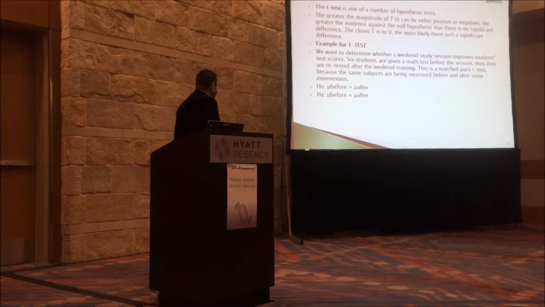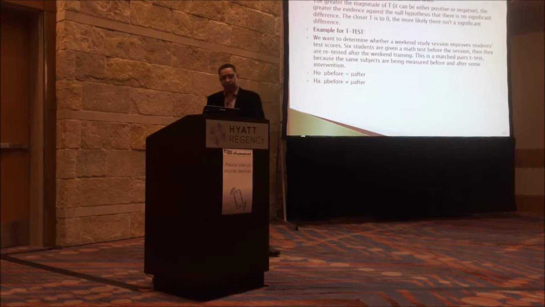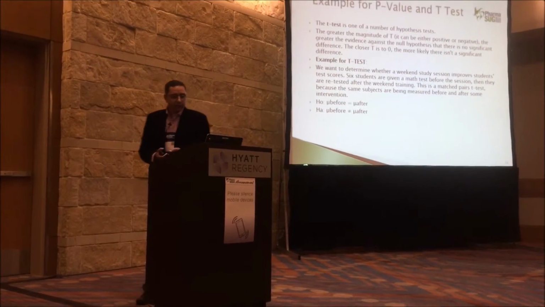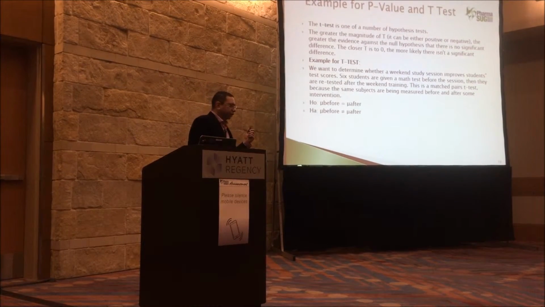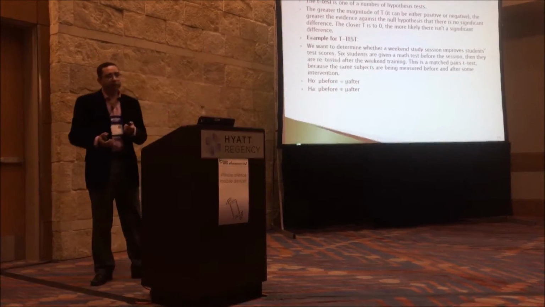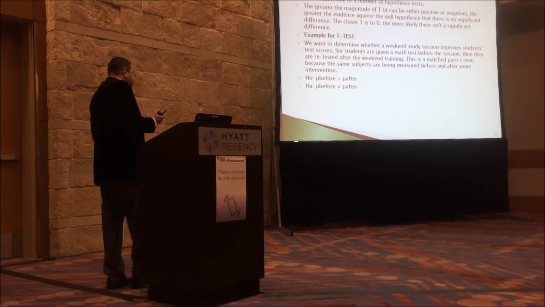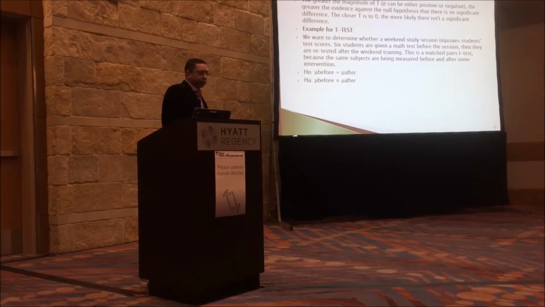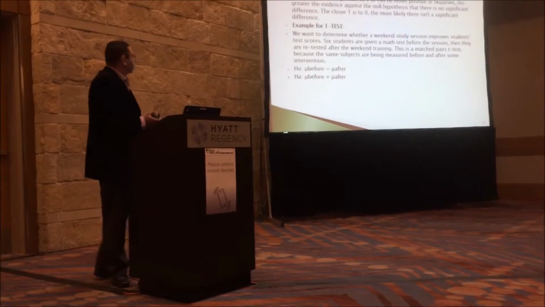One of the tests to determine the p-value is the t-test, and it's one of the hypothesis tests. The way to know is, if the value of the t-test is closer to 0, that means we're more likely going to reject the null hypothesis. And I've taken an example here.